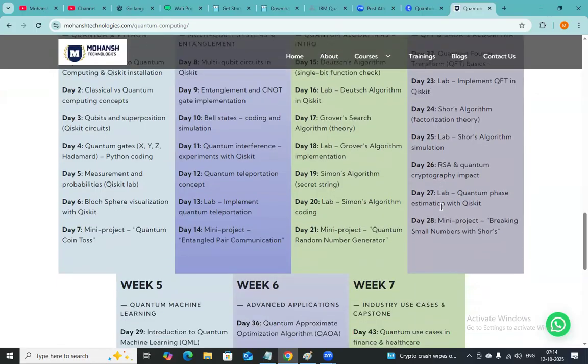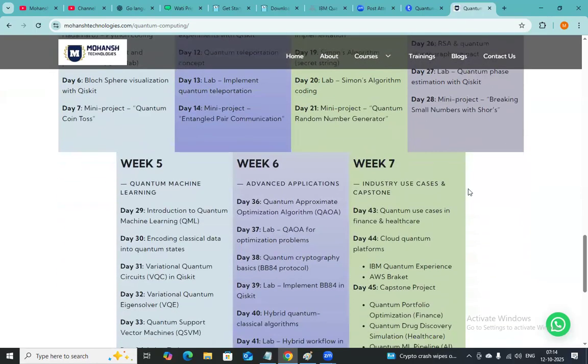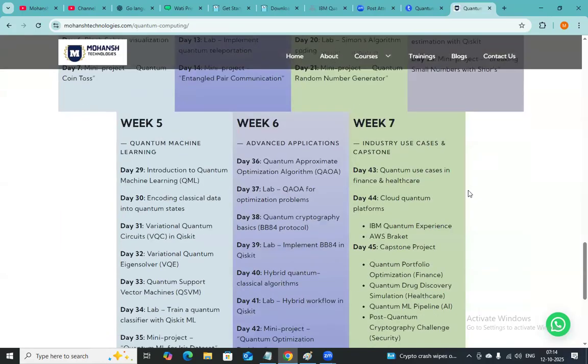Mini project again. Okay, week 5, quantum machine learning. This is a very impactful topic. Already artificial intelligence is there, already generative AI is there, already agentic AI is there. But all these artificial intelligence techniques come under quantum computing again. Quantum computing has some machine learning algorithms again.